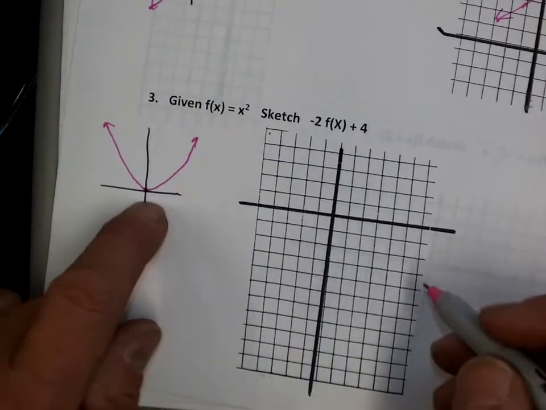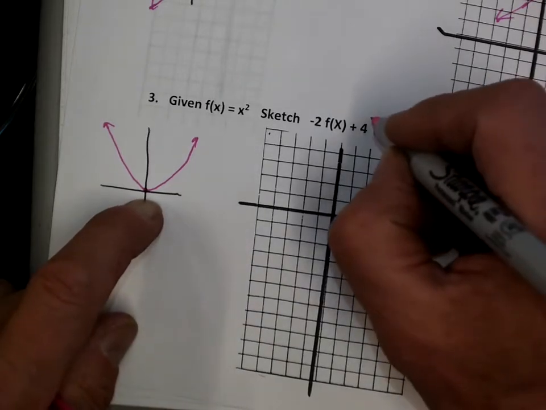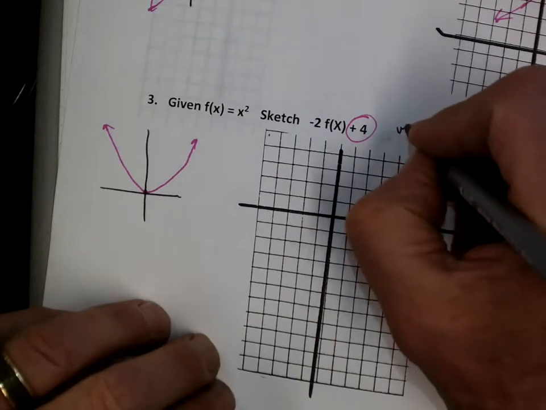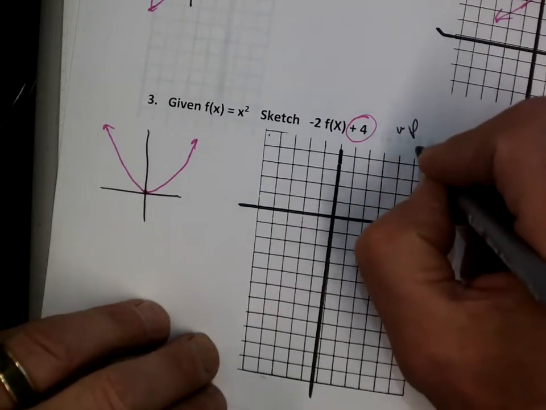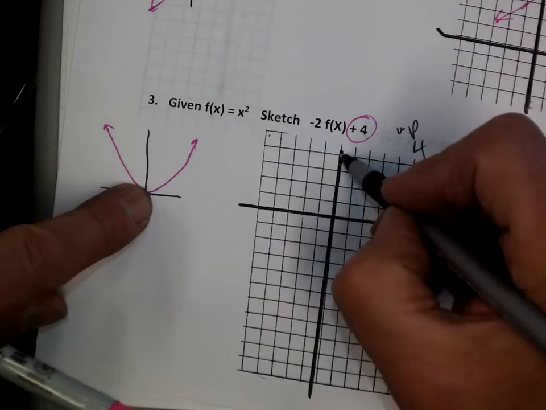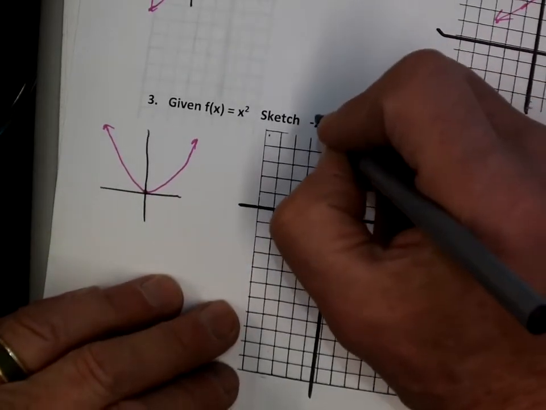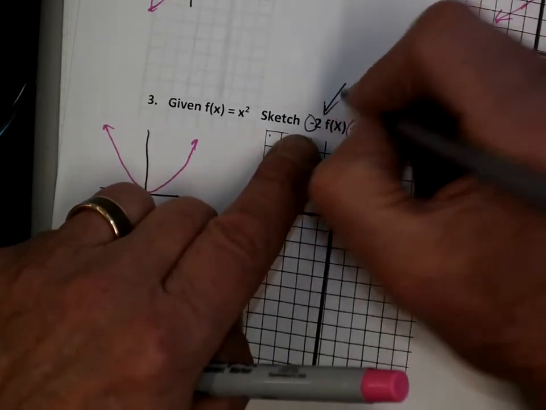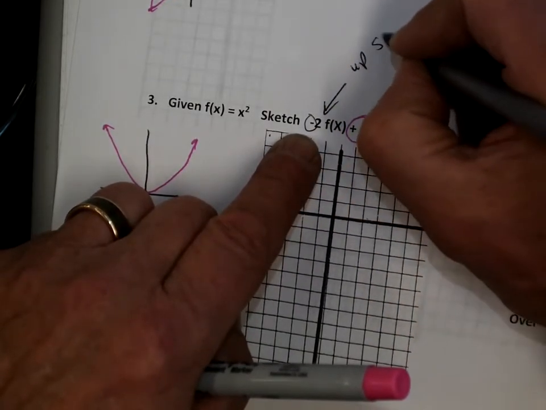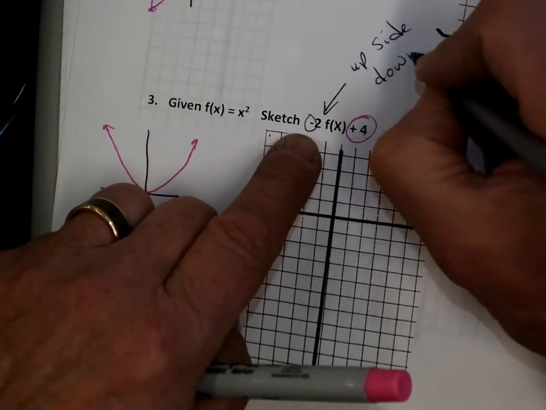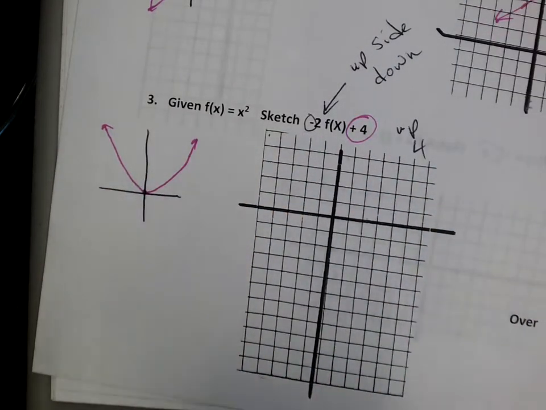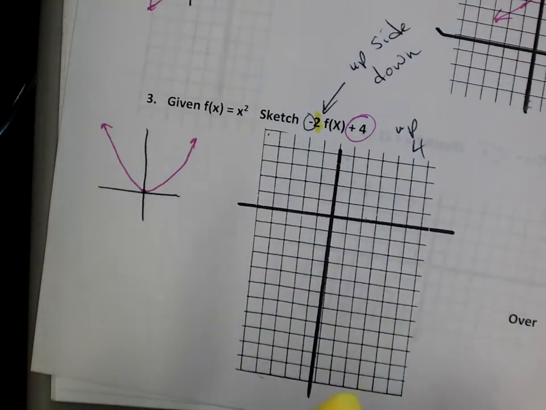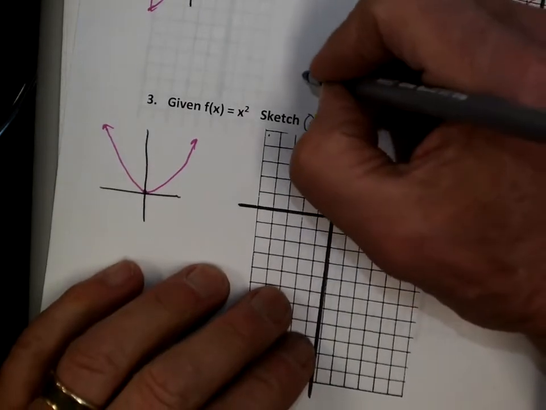And what I want to do with this particular parabola is I want to take it up 4, right? I'm going to take this graph and move it up 4. But then I've got to also make it upside down, right? Because of the negative. And then finally this 2 is going to give it a vertical stretch. So I'm going to stretch it by 2. So I'm going to make a vertical stretch.